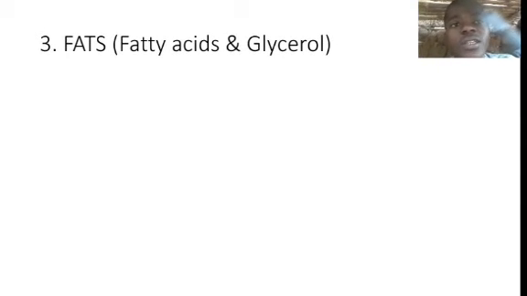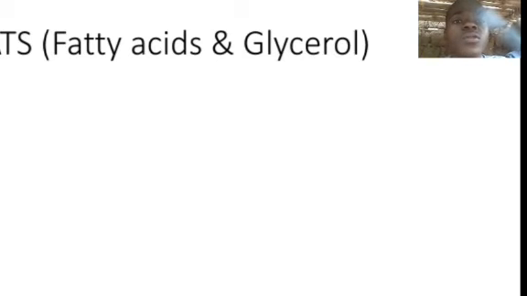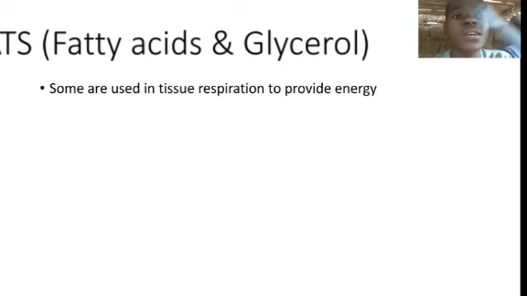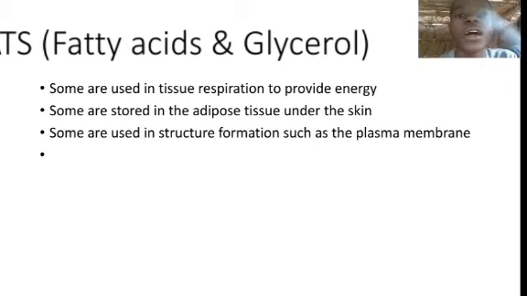Now let us look at the fats, the fatty acids and glycerol. What happens to these fats and the glycerol? The first thing is that some are used in tissue respiration to provide energy, just like the glucose you have seen. Others are stored in the adipose tissue under the skin, which I have already mentioned. Also, some are used in structure formation, such as the plasma membrane. The plasma membrane is sometimes formed by these fatty acids, and that is also their role after absorption.